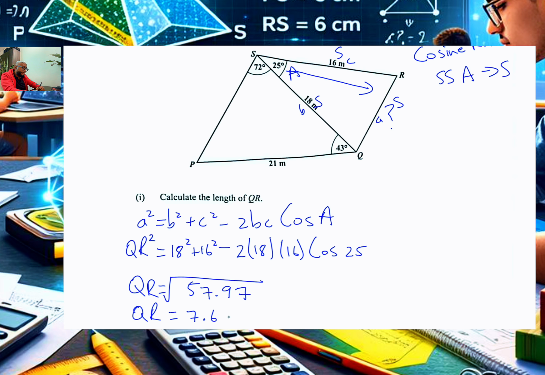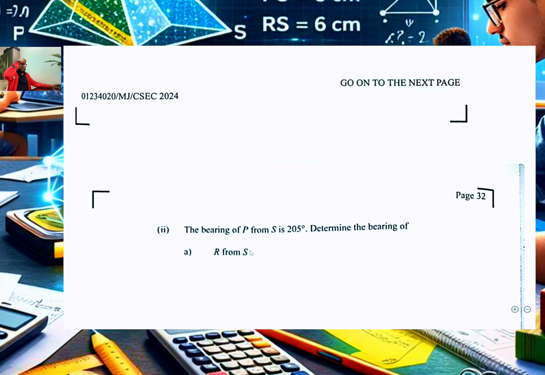7.6 to one decimal place, right? And this will be what? Meters to 1 dp. So the bearing of P from S, I said it the whole week, I said it.